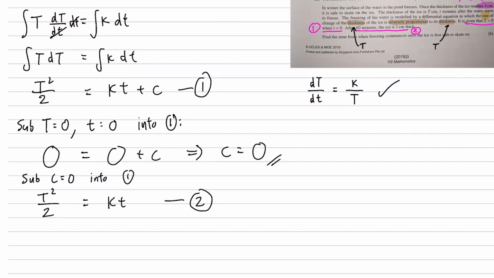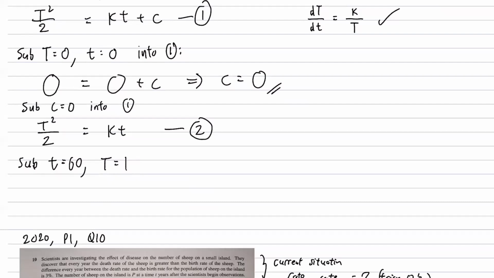Then what do we do next? What's the next condition? Sub in 60 for small t. T equals 1, then small t is 60. Very good. Yes. Into 2.